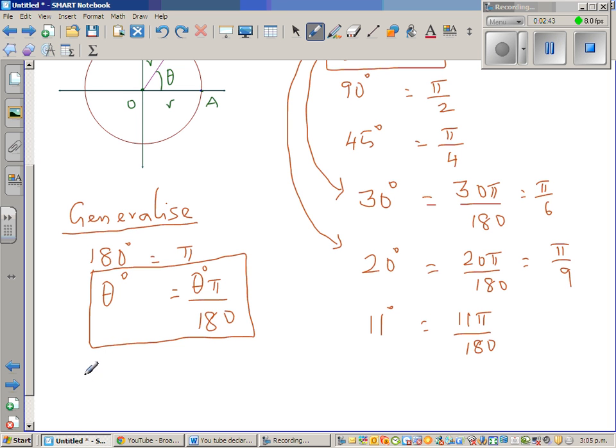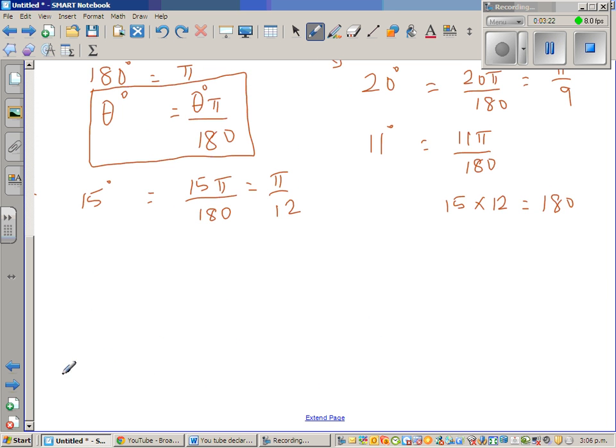Suppose someone is asking you how much is 15 degrees. Your theta is 15. So I go 15 pi over 180. And 15 goes into 180 how many times? 15 times 12. I hope you know 15 times 12 is 180. 15 times 10 is 150, and 15 times 2 is 30. So this is 180 degrees. So this is nothing but pi by 12. Now, this is a formula that I want you to remember.